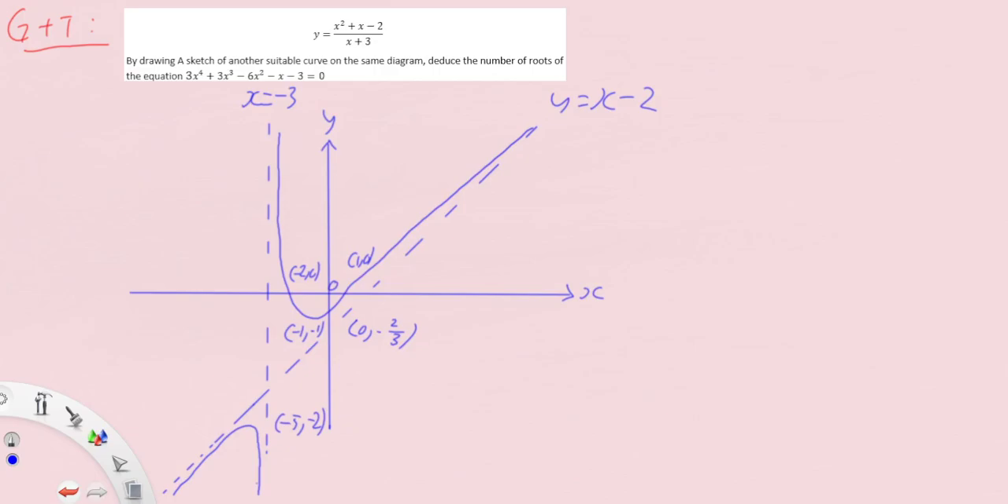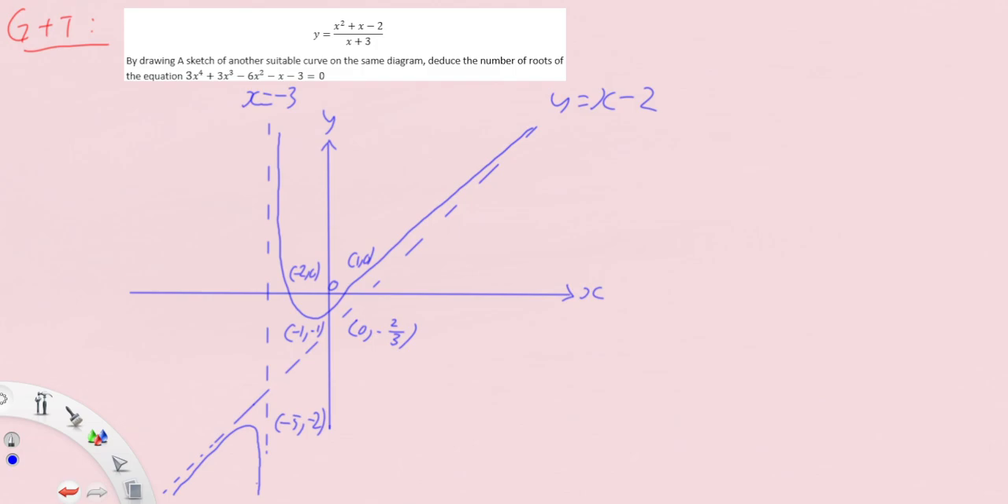Hey everyone, continuing with our finding intersection question types, we have the following example. So we have the graph of y equals x squared plus x minus 2 over x plus 3, and I've already sketched the graph right here. By drawing a sketch of another suitable curve on the same diagram, deduce the number of roots of the equation 3x to the power 4 plus 3x cubed minus 6x squared minus x minus 3 equals 0.